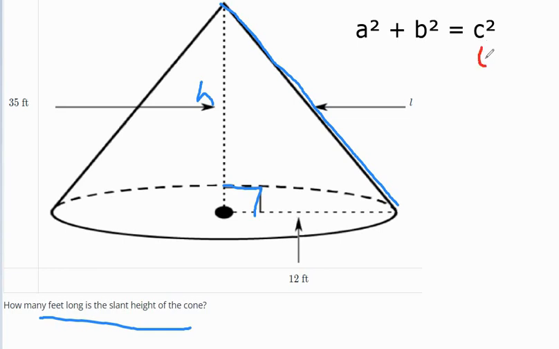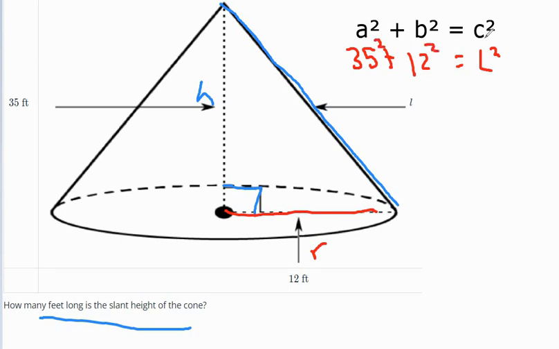We'll call that L, but I'm just going to make that a capital L since I don't want you to think that's another number there. So my a squared and b squared are interchangeable. So by the way, this 12 is the radius. It's going halfway across the circle. So we're going to have a 35 squared plus 12 squared, and you could do 12 squared plus 35 squared equals the slant height squared.